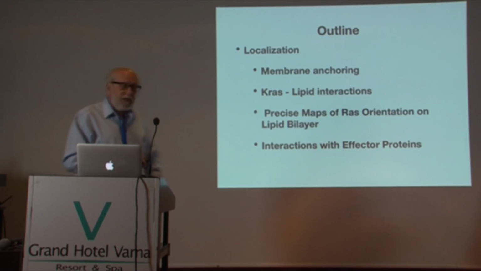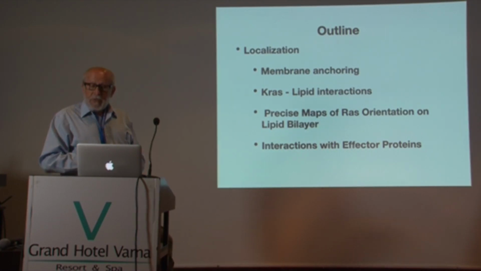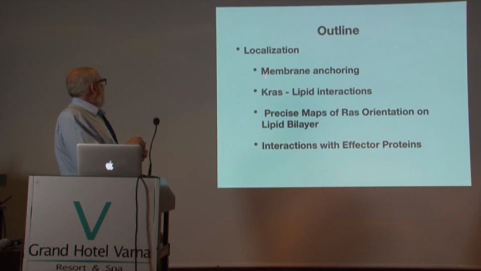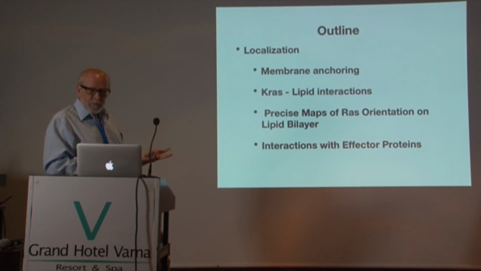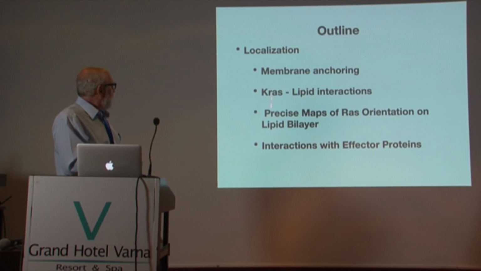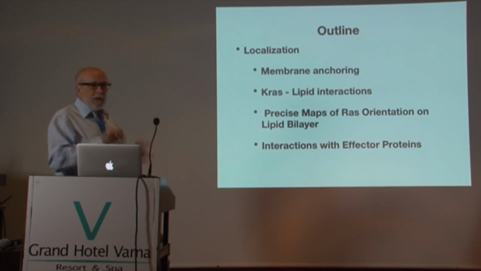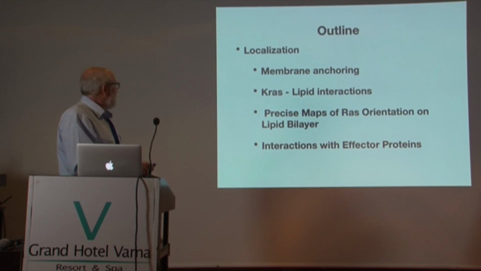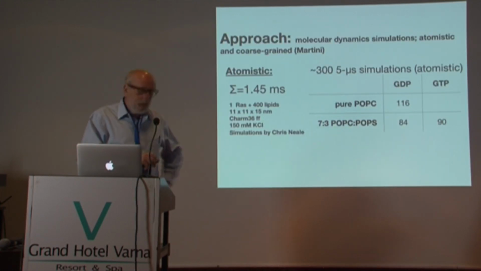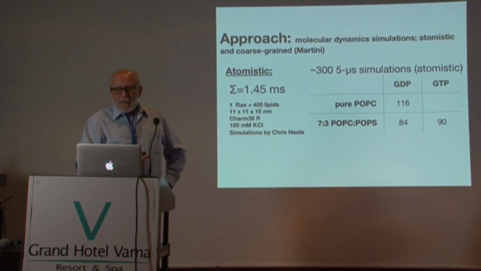So here is an outline of what I want to show you. I'll be going fast at some point because it's only 20 minutes. First I want to show what the localization of RAS is on the lipid bilayer, how this localization depends on lipid interactions, and then I'm going to show you precise maps of the RAS orientation on the surface of the bilayer and how these orientations affect the interaction with effector binding proteins, and that will be all. So what I'm using is molecular dynamics simulations.